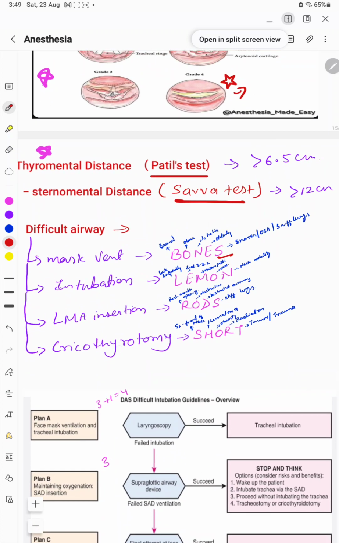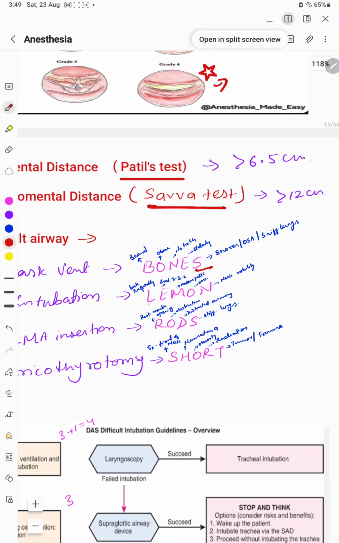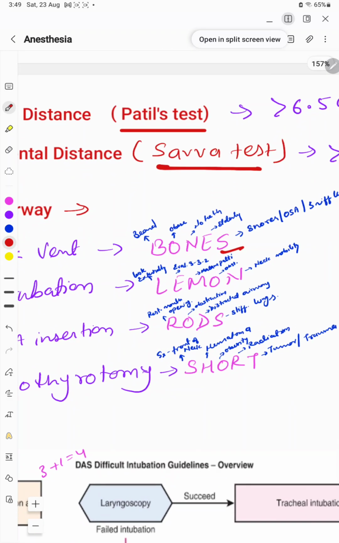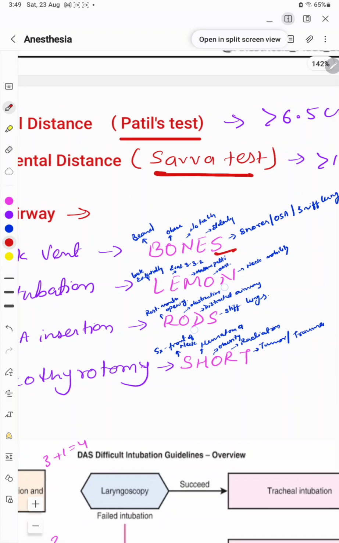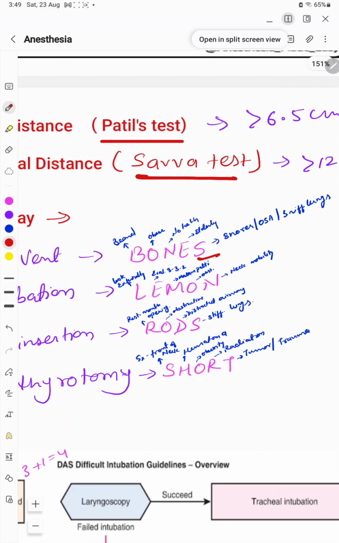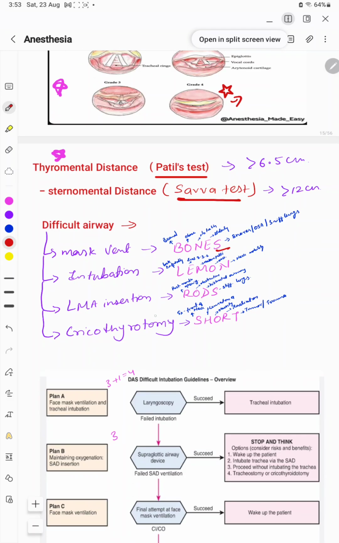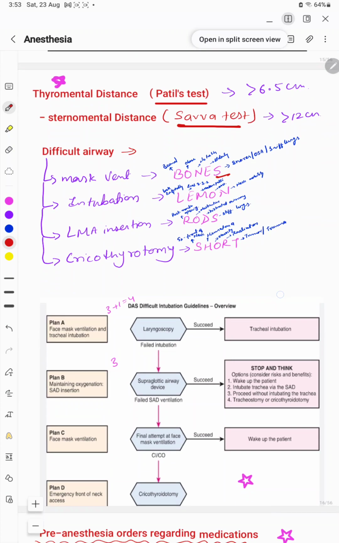Intubation. In intubation the mnemonic is LEMON. Look externally, evaluate 3-3-2, Mallampati classification, obstruction, neck mobility. Like this, for LMA there is also a mnemonic, RODS, but you don't need to remember this.